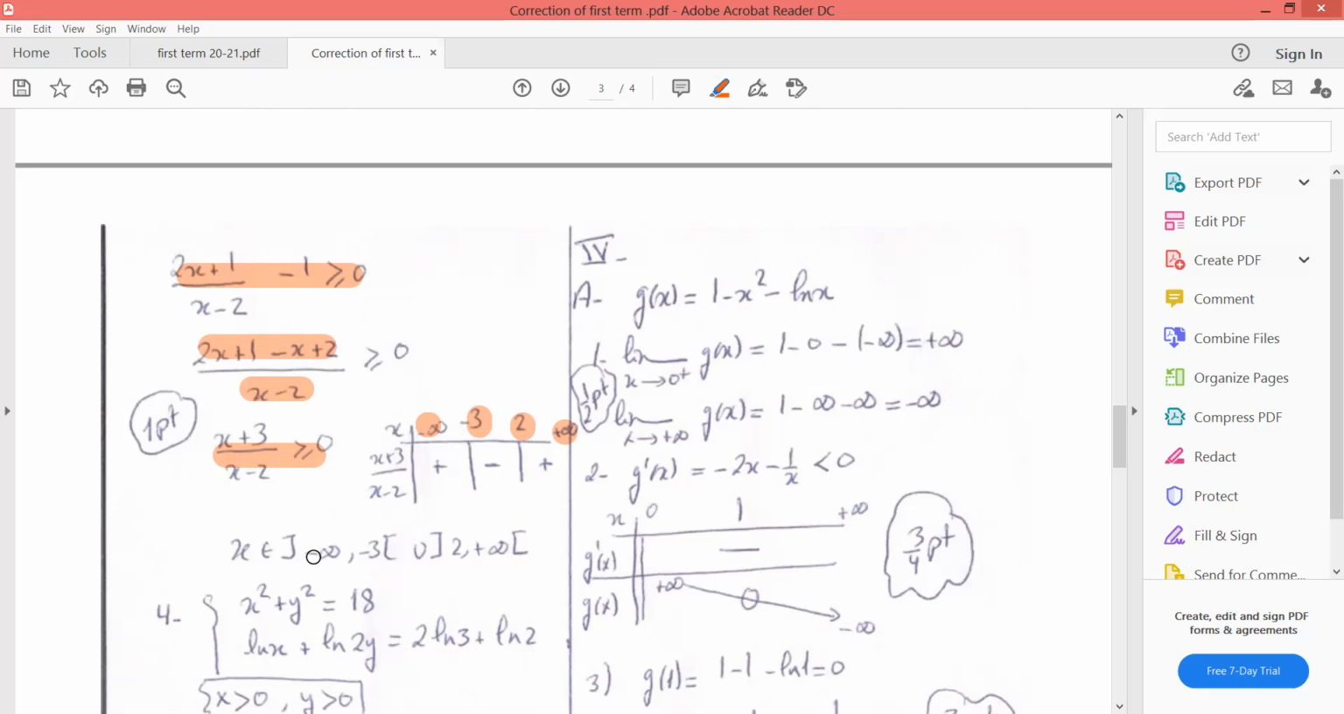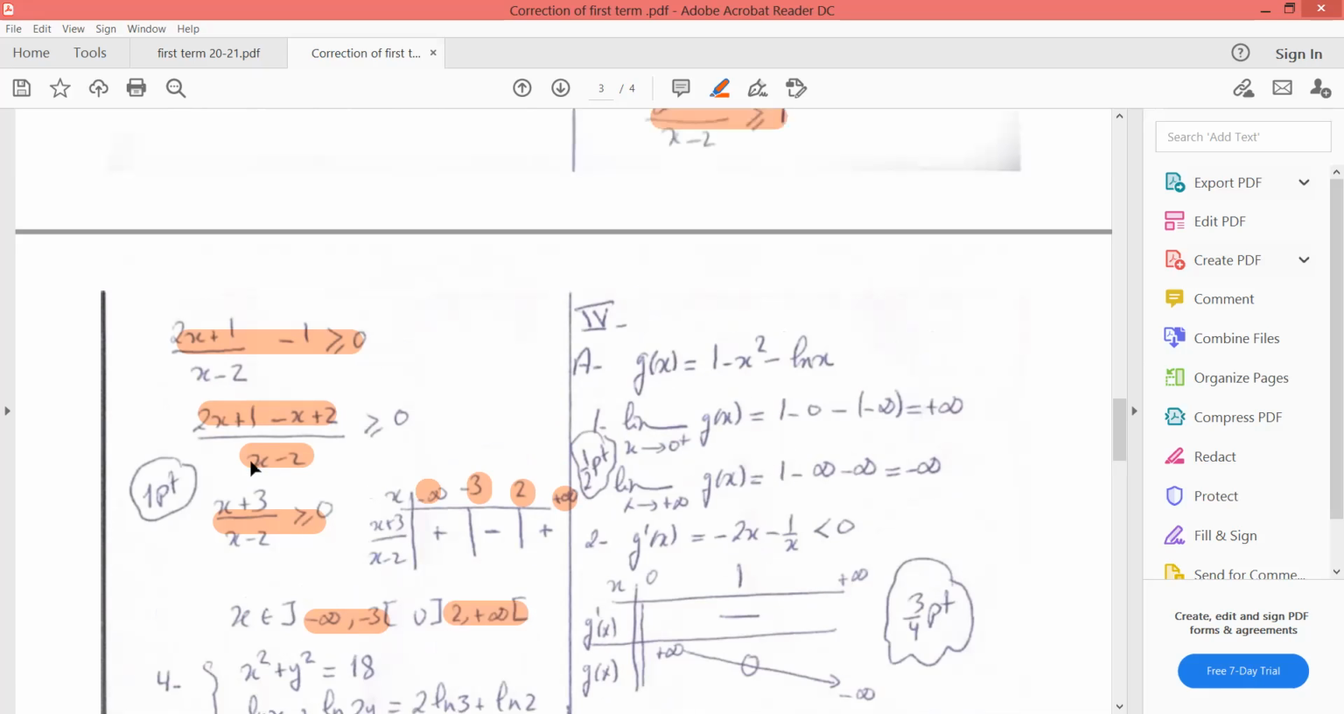So here it should be minus infinity to minus 3. It should be closed at -3. Correct it, please. It should be closed at -3. Union 2 to plus infinity. Here it is open. Correct. Okay, 1 point for this exercise.